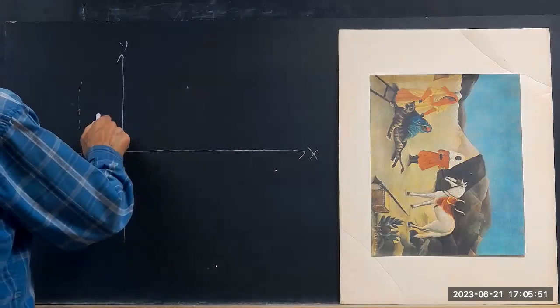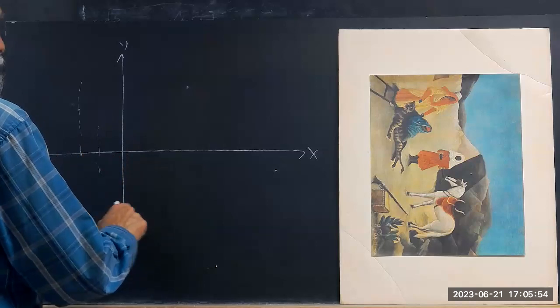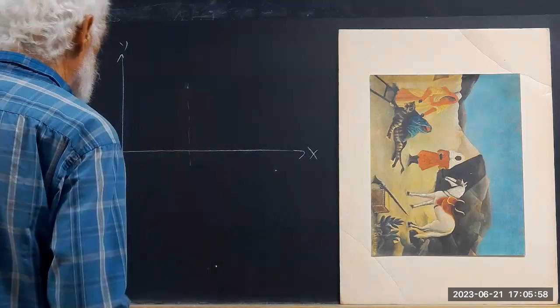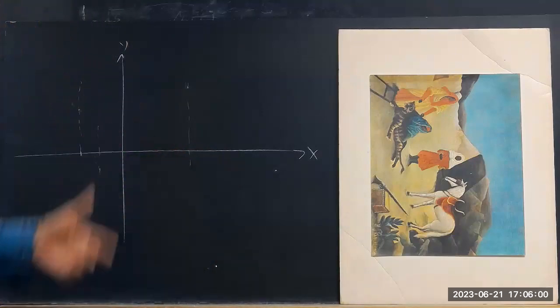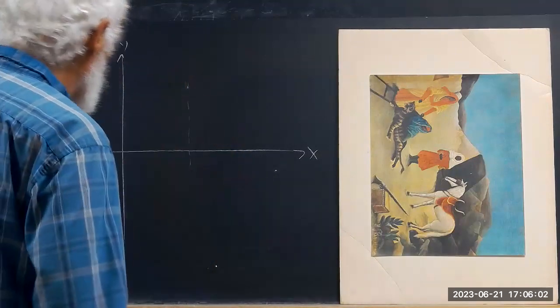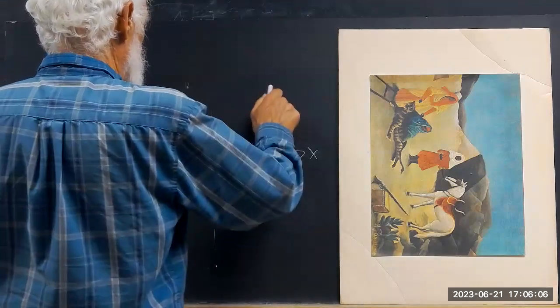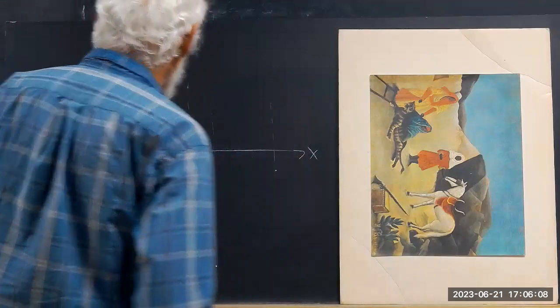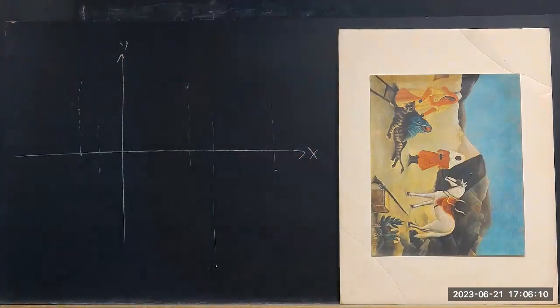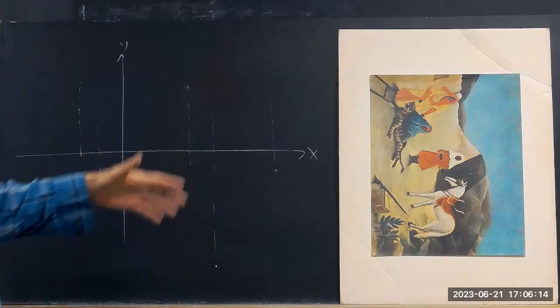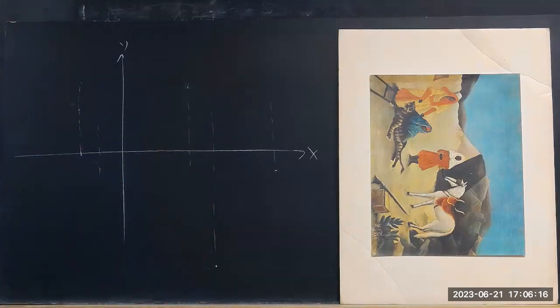Similarly, this point is on a vertical line, and where the vertical line crosses the x-axis, that's the x-coordinate of the point. So the vertical line here, and the vertical line here. So we've got 1, 2, 3, 4, 5 x values for 5 points, and all the x values are different.